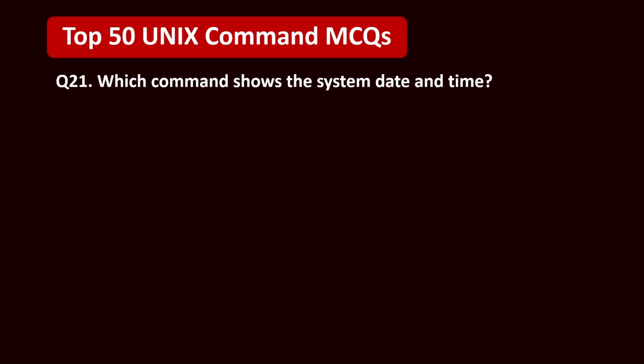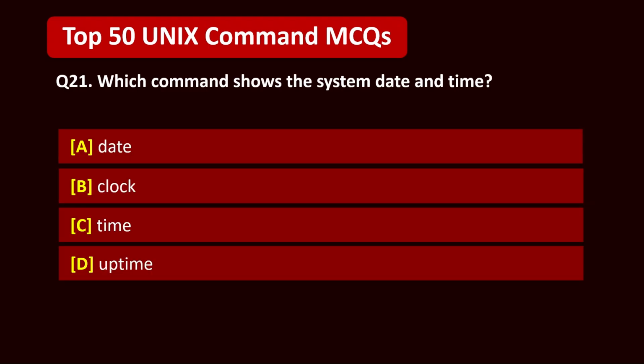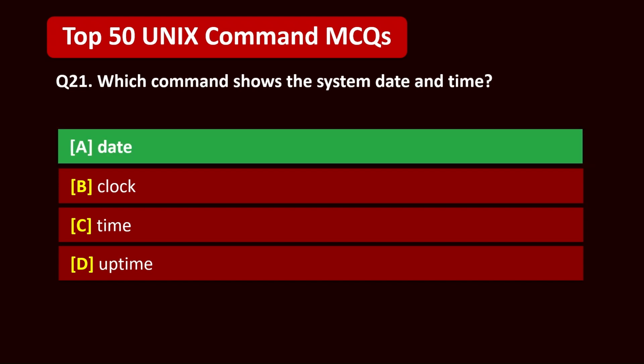Question 21. Which command shows the system date and time? A. date, B. clock, C. time, D. uptime. 5, 4, 3, 2, 1. Correct answer is A. date.